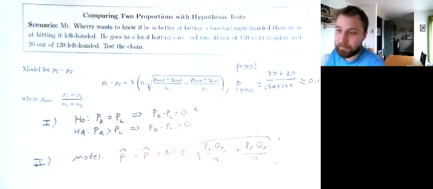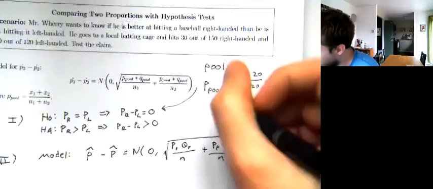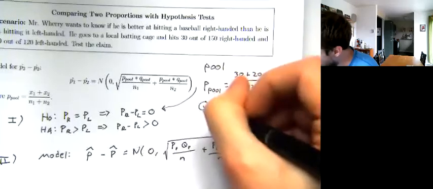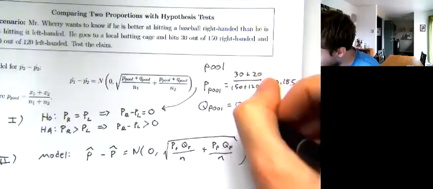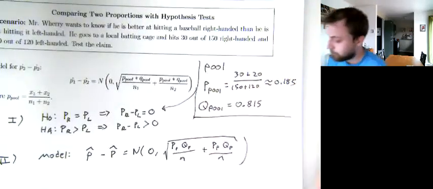So if my success rate is 18.5% overall, then my failure rate overall is going to be 1 minus this, and 1 minus this gives me something like 81.5% or so.